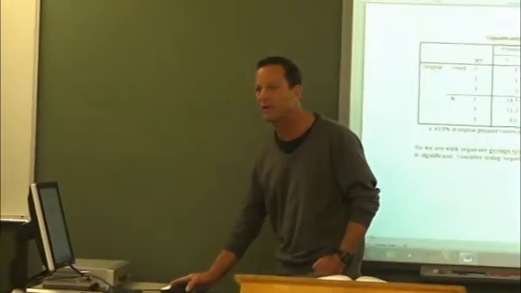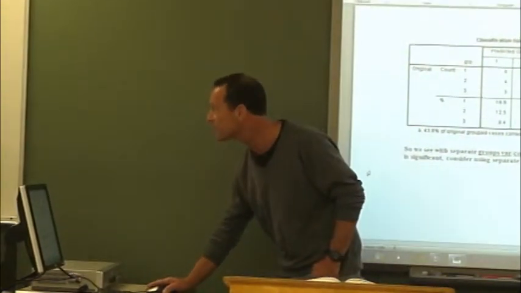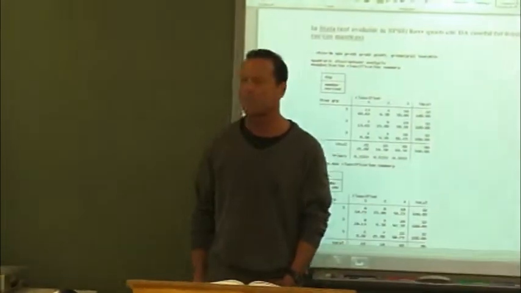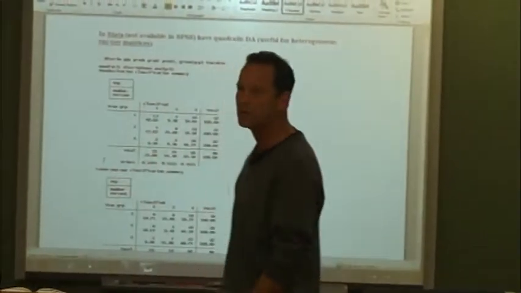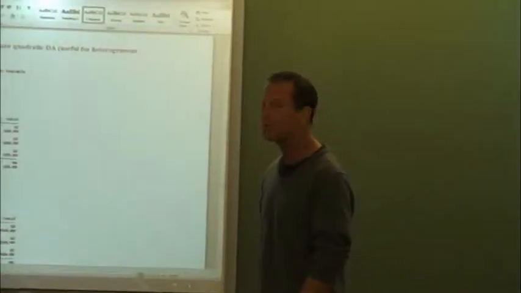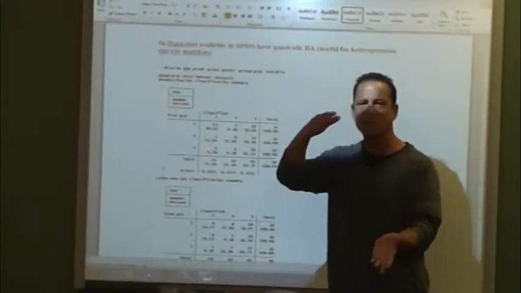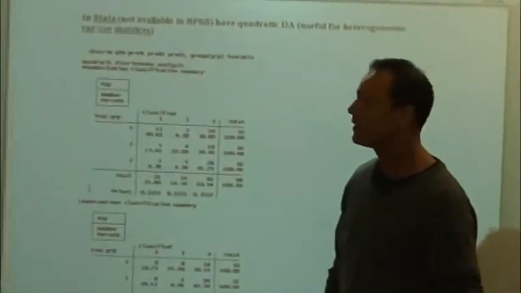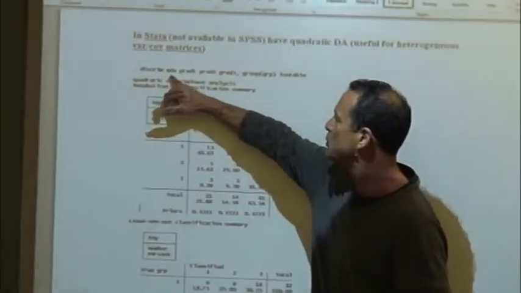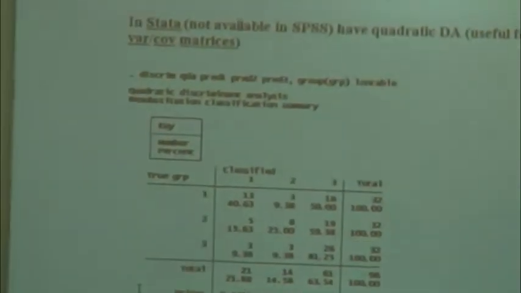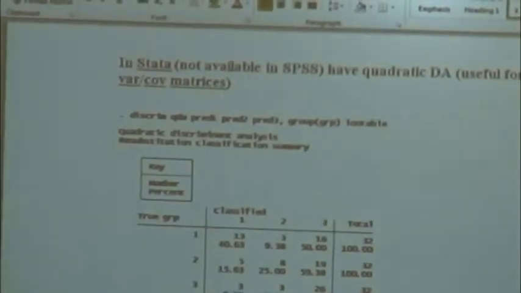Because if Box's M is violated, if the variance covariance matrices are not similar. In STATA, not available in SPSS, you have quadratic discriminant analysis, which is useful for heterogeneous variance covariance matrices. STATA is actually the programming; there's some point and click. You've got lines and lines of code in SPSS. Here, a lot of times you can do it in just one line of code in STATA. Discriminant QDA, that means quadratic. There are the predictors, and there's the group variable. And there it is, the quadratic discriminant analysis.